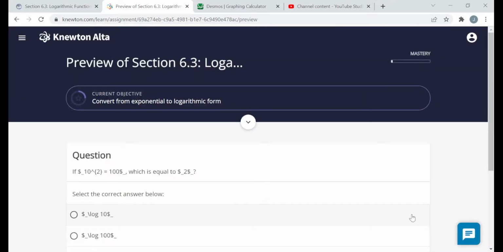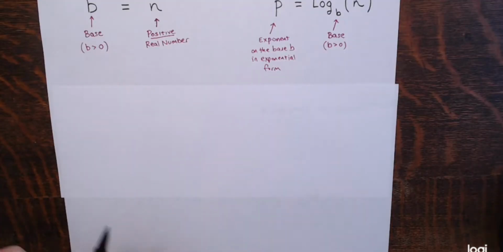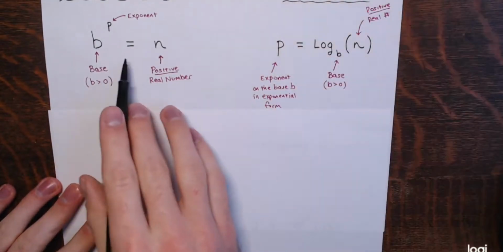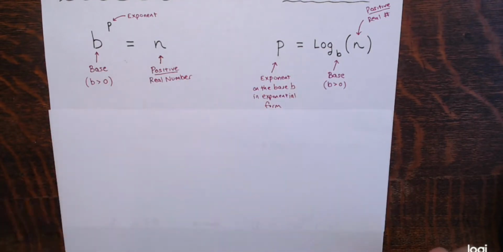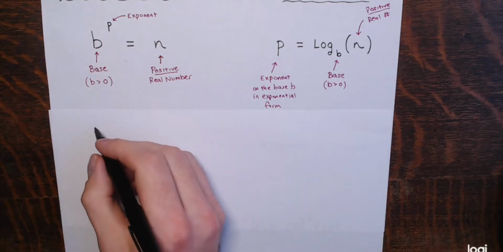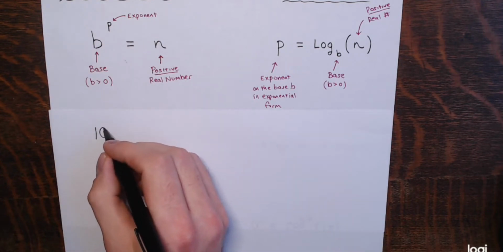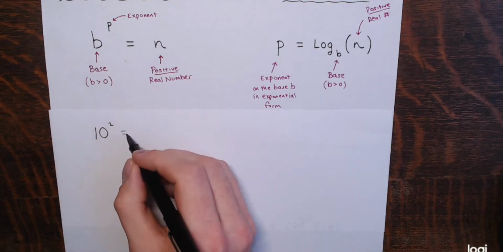Alright, next. Sticking with the same objective, convert from exponential to logarithmic form. Here we're given a statement. So I'm going back to my paper, I'll write this out. Here's exponential form, the equivalent logarithmic form. You should be able to go back and forth between these very easily. And we're told, hey, here's a statement that's true, 10 to the second power is 100.